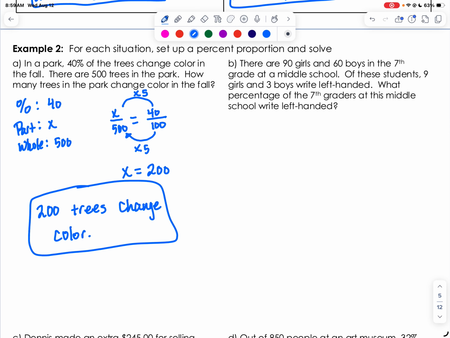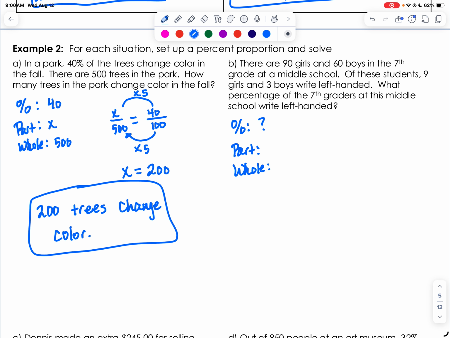Problem B. There are 90 girls and 60 boys in the 7th grade at a middle school. Of these students, 9 girls and 3 boys write left-handed. What percentage of the 7th graders at this middle school write left-handed? All right, let's identify our pieces here. Percent, part, whole. All right, so the question says what percentage? So that means our percentage is unknown. So we want the part and the whole.